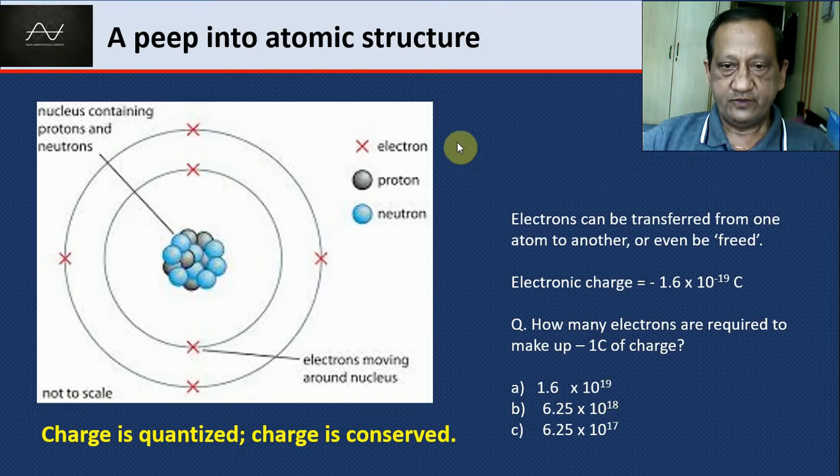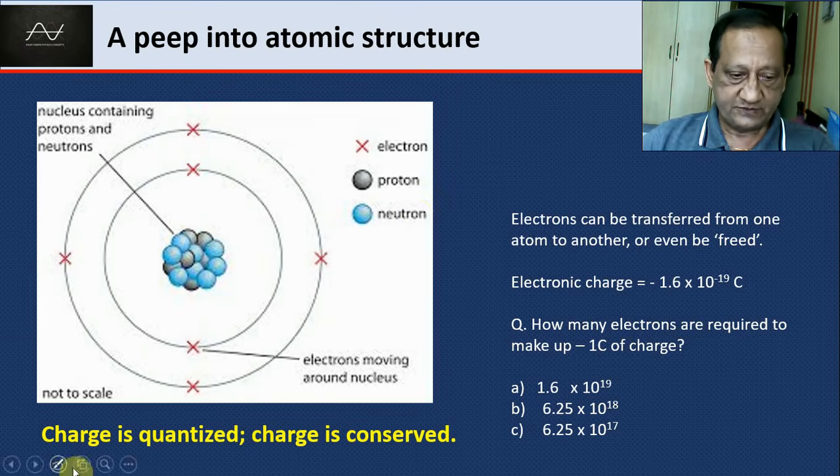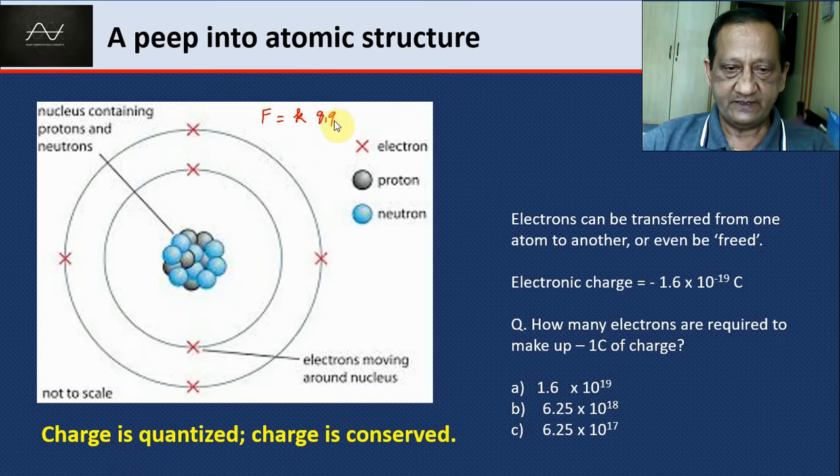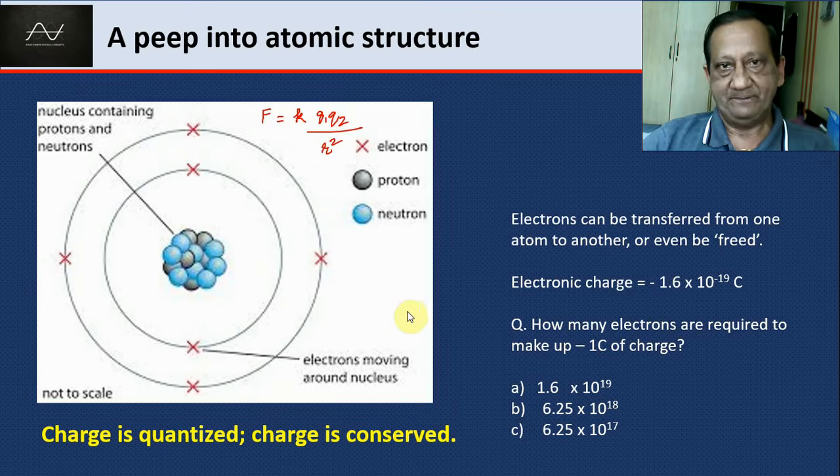Second, talking of this atomic structure, one important point was there's a force between charges and like charges repel and unlike charges attract. And the force between two charges Q1, Q2 is written like this: some constant K into the product of the charges divided by the square of the separation between them. That is the magnitude of the force, and this is also called Coulomb's law.